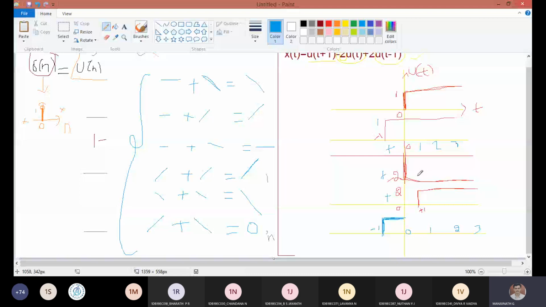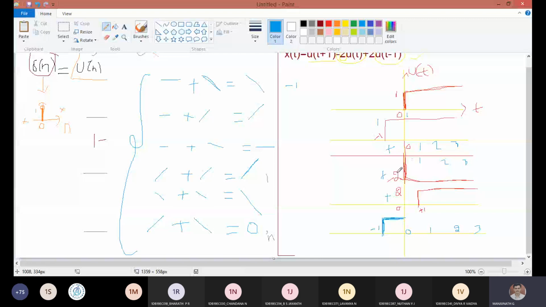Now check out at 0. At 0, do you have amplitude here? No, sir. For the first signal, do you have amplitude of 1? It's a constant signal, right? It's a constant signal with amplitude 1. Okay, check out the second one. At 0, the signal is there with amplitude of how much? Minus 2.